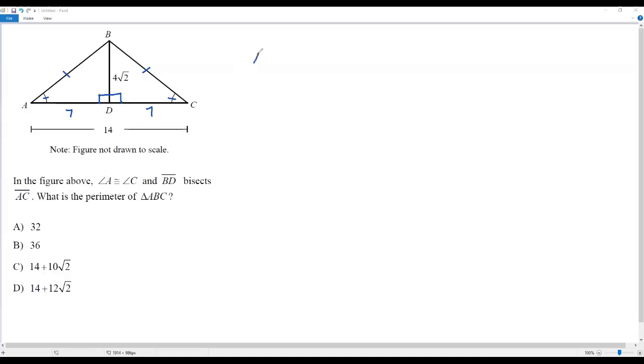Now let me consider the right triangle BCD. In this right triangle BCD, I know the length of two legs BD and CD. So I have to find the length of the hypotenuse BC. BC is the side which is opposite to the right angle, so BC is considered to be the hypotenuse. So we can use the Pythagorean theorem. The Pythagorean theorem says that the square of the hypotenuse, that is BC square, equals the sum of the squares of the other two legs, that is BD square plus DC square.